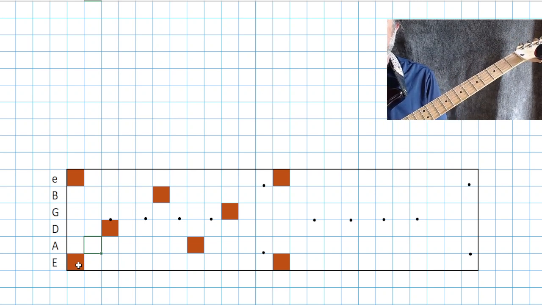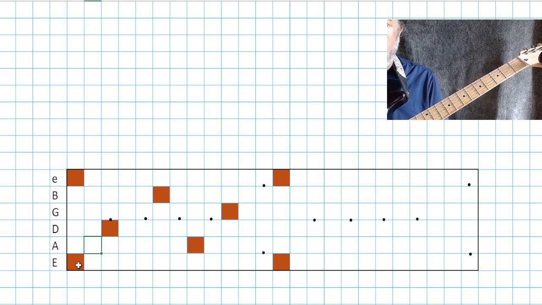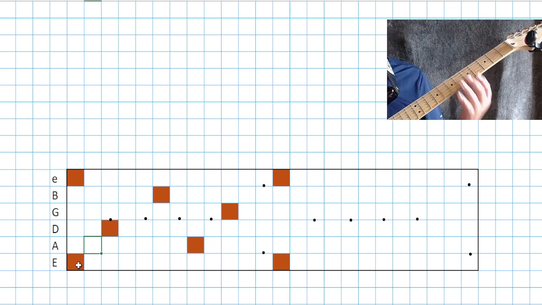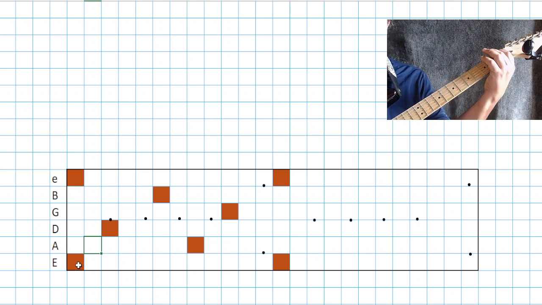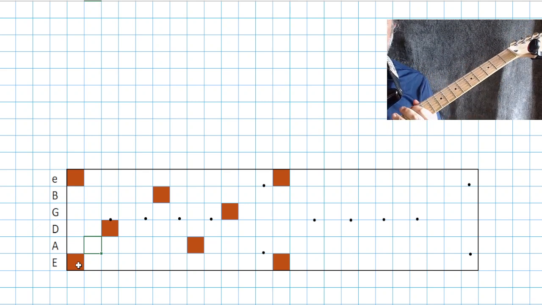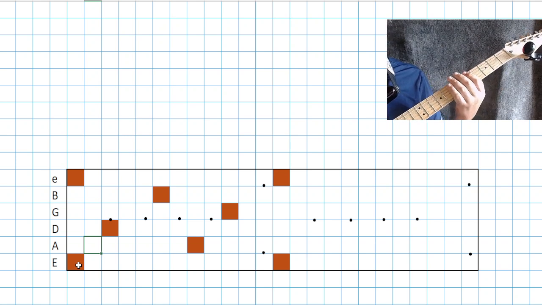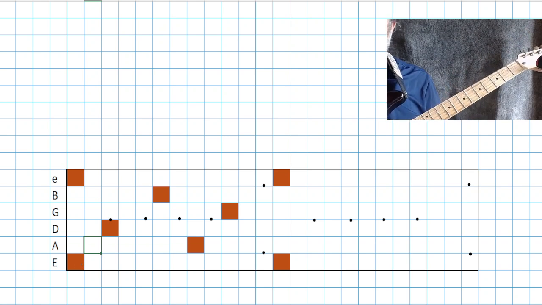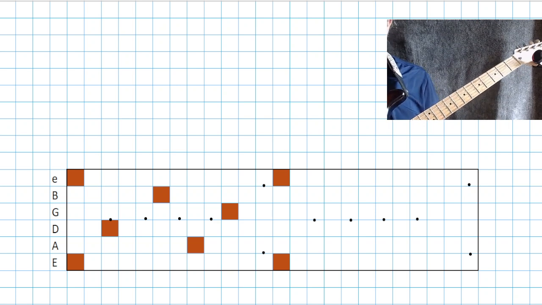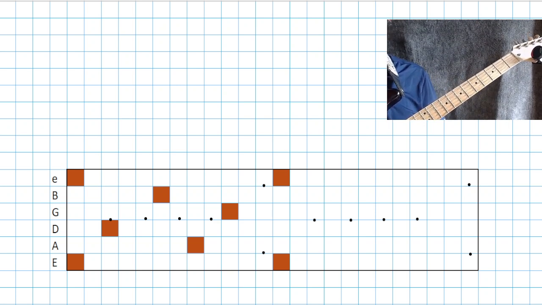Now, I want to think about not only where my roots are on the low string, but I want to see where they are on the high string too, which obviously should be the same place. We get this in F, we get this nice square on the fretboard here.